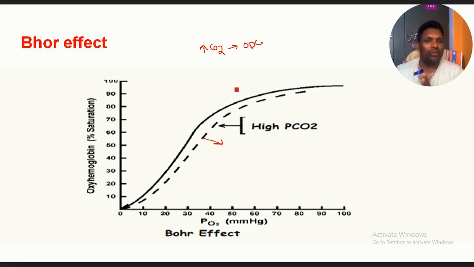That's why I said the effect of increased carbon dioxide on the ODC curve is called the Bohr effect. The significance of the Bohr effect is the continuous supply of oxygen to the tissues and continuous removal of carbon dioxide from the tissues. With this, I conclude my short lecture on the transport of the oxygen.